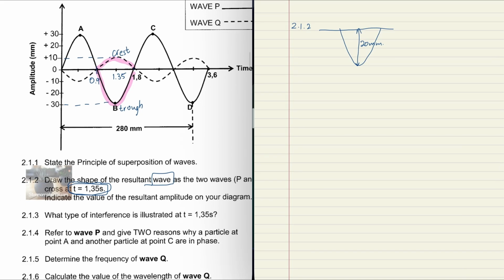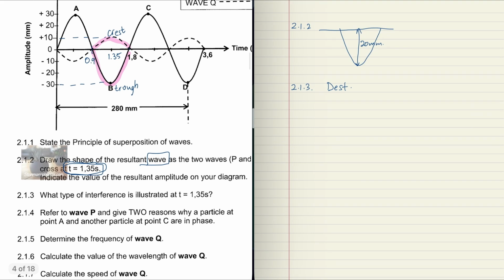Question 2.1.3, what type of interference? As I said, it is destructive interference because you have a crest and a trough that's overlapping.